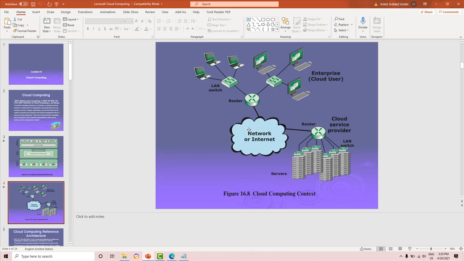Now this figure depicts the cloud computing context. We have many devices, cloud users, and this is the cloud service provider data center. There are a lot of virtualized resources: servers, storage devices, network infrastructure. This is accessed by the cloud customers through the network.